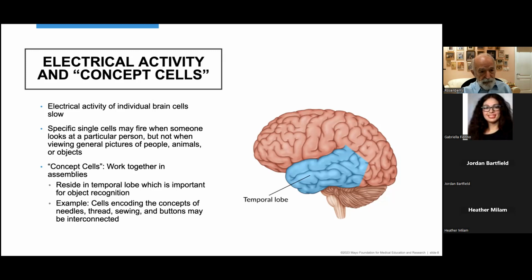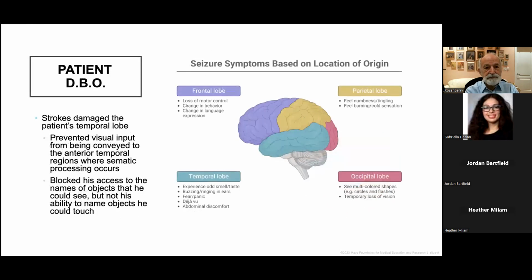as often. Concept cells work together in assemblies, and they reside in the temporal lobe. That's the blue area of the slide, which is important for object recognition. Cells encoding the concepts of needles, threads, sewing, and buttons may be interconnected, meaning that they have several integrated neurons that are aligned, but they're still different enough that you can recognize the individual concepts. Next.